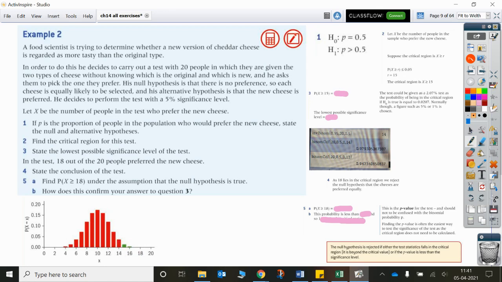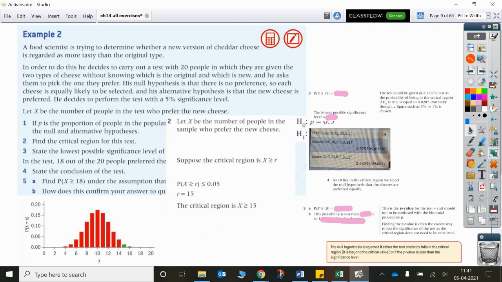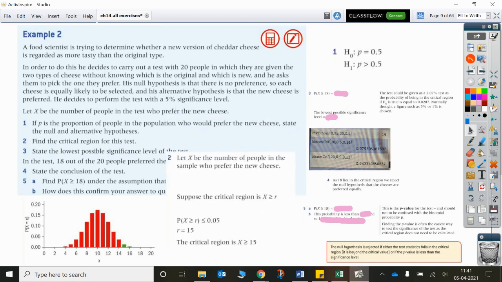Okay, so they want us to find the critical region for this test. So let's have a little look at what they're saying here. They're saying, let X be the number of people in the sample who prefer the new cheese. We've already been told that. So suppose the critical region is X is greater than or equal to R.